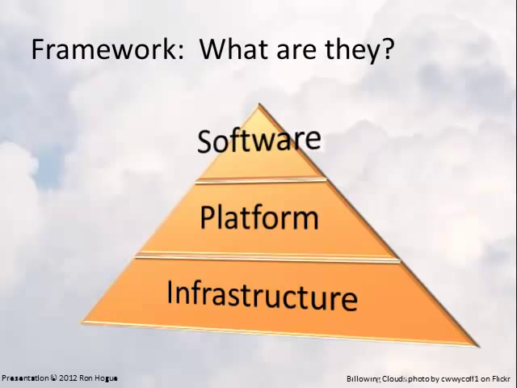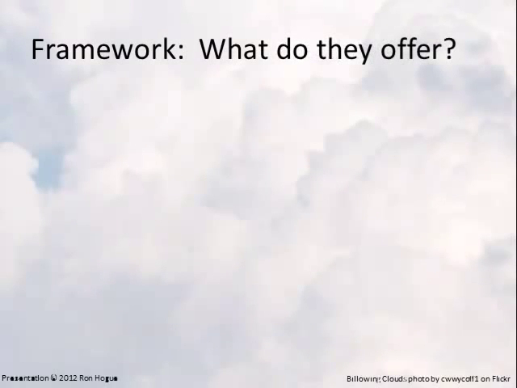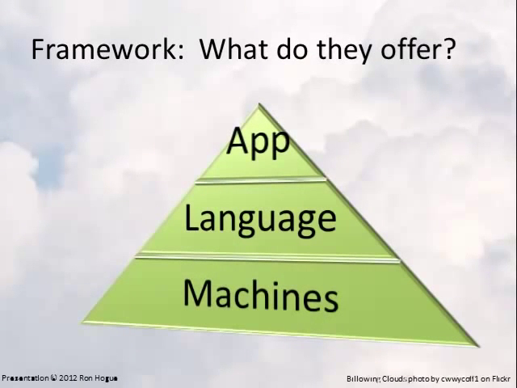That's what they are. But what do they offer? What do these things mean, the software and the platform and the infrastructure? Well, the software is like an application, like your apps maybe on your phone or applications on your computer. They're just applications. It's just software. That software is written in a certain computer language. That language runs on a machine. It might be a physical machine or it might be a virtual machine, but it's running on some machine, typically a server.